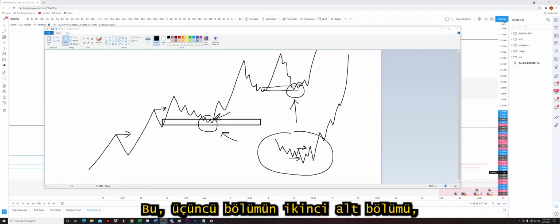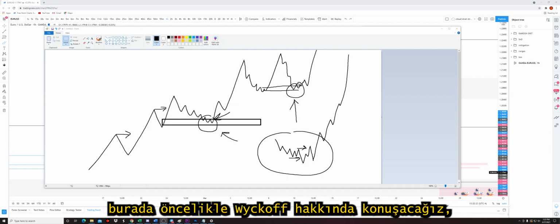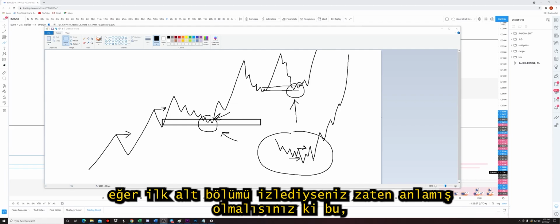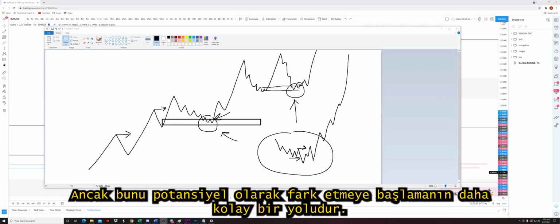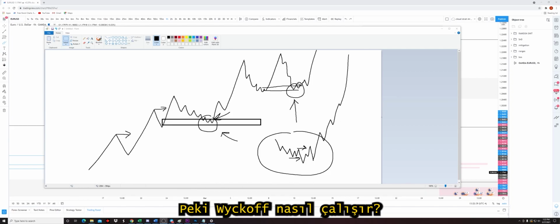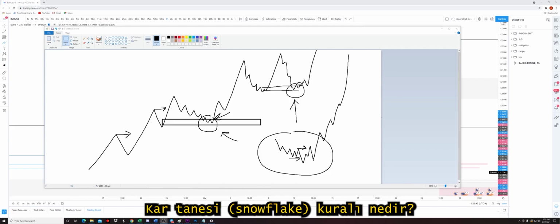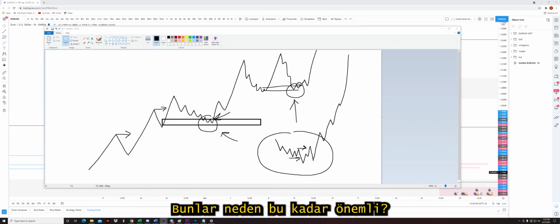Hello, welcome back. This is subsection 2 of section 3, where we are going to primarily talk about Wyckoff, which, if you've seen the first subsection, you should understand already is nothing more than an explanation for structure, liquidation, and order flow in the market, but it's an easier way to begin to potentially notice it. So, how does Wyckoff work? What is the Snowflake Rule? Why is this all important?